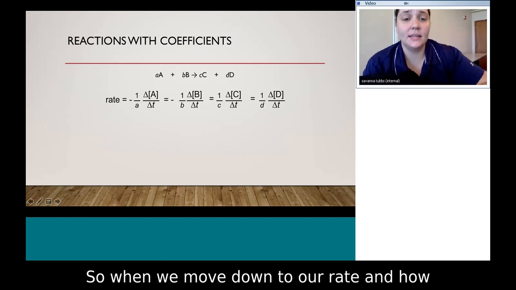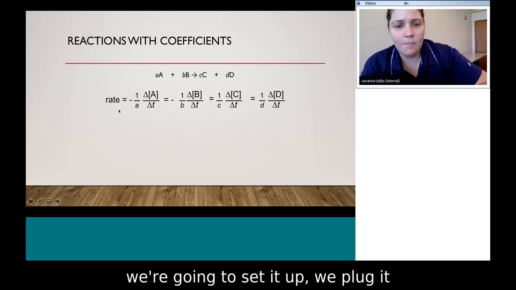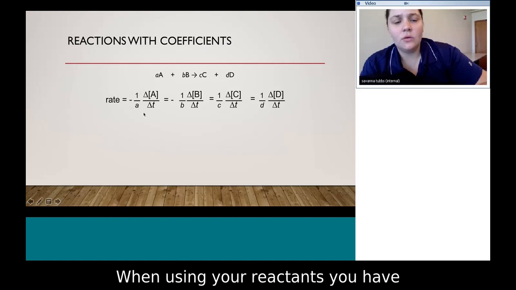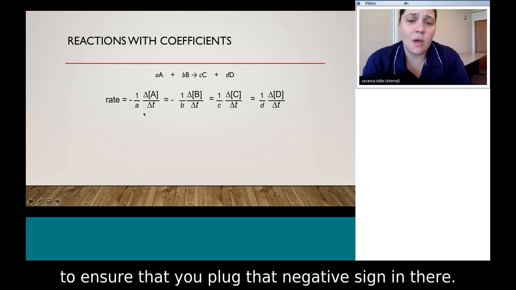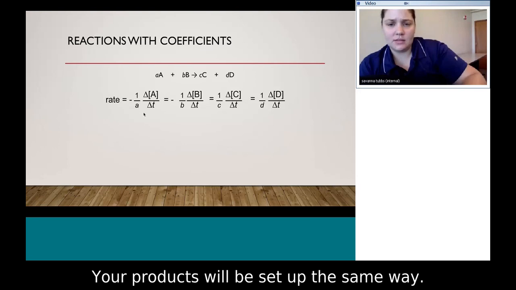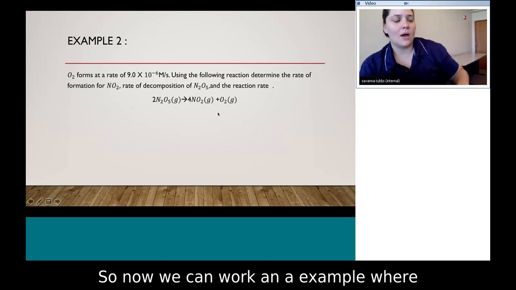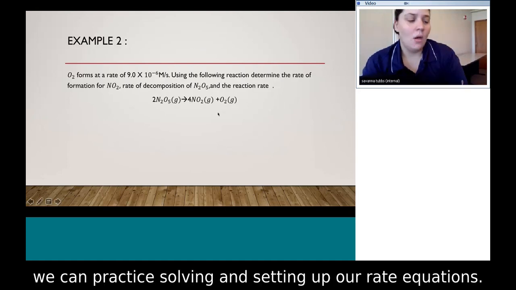So when we move down to our rate and how we're going to set it up, we plug it in by doing 1 over the coefficient. When you're using your reactants, you have to ensure that you plug that negative sign in there. Your products will be set up the same way, just it won't have that negative sign. So now we can work an example where we can practice solving and setting up our rate equation.